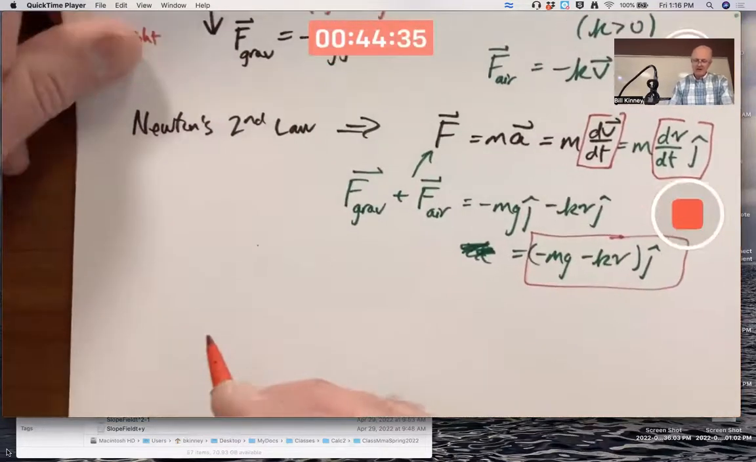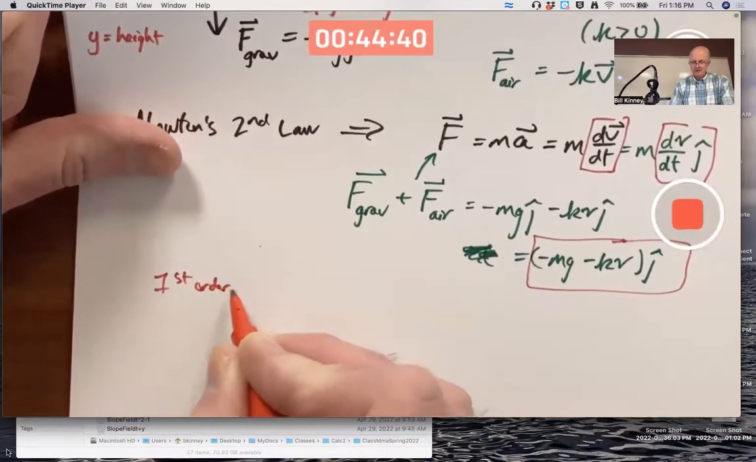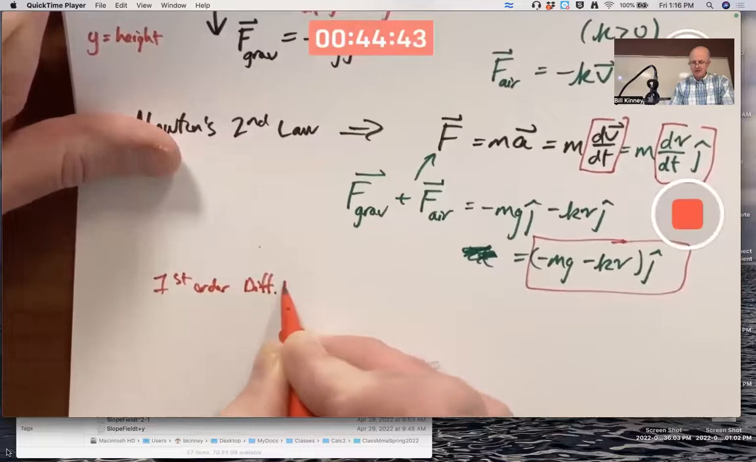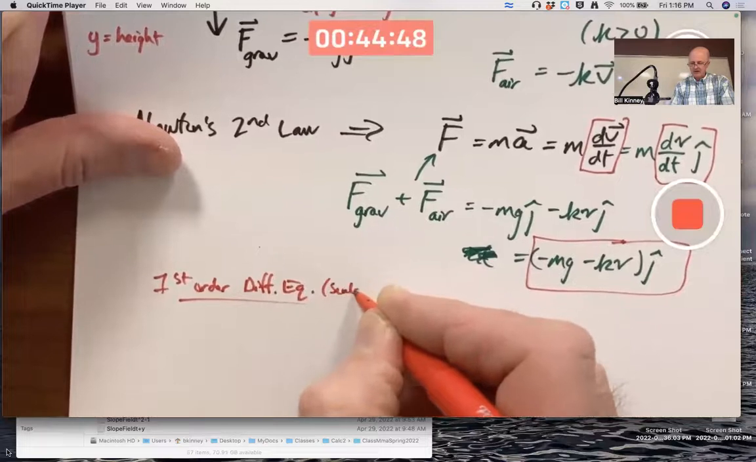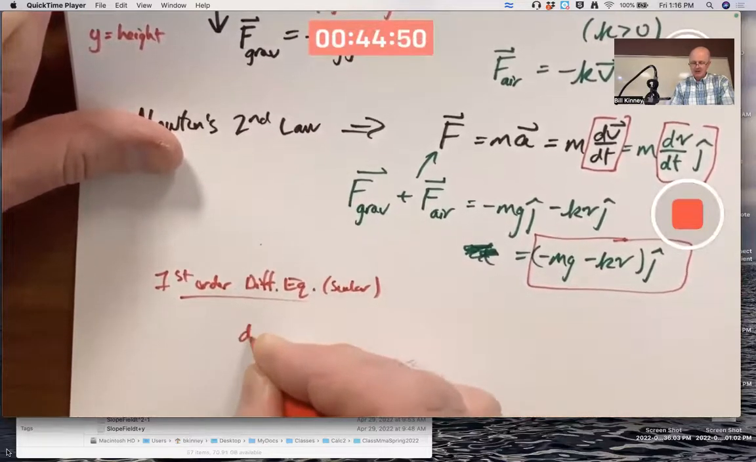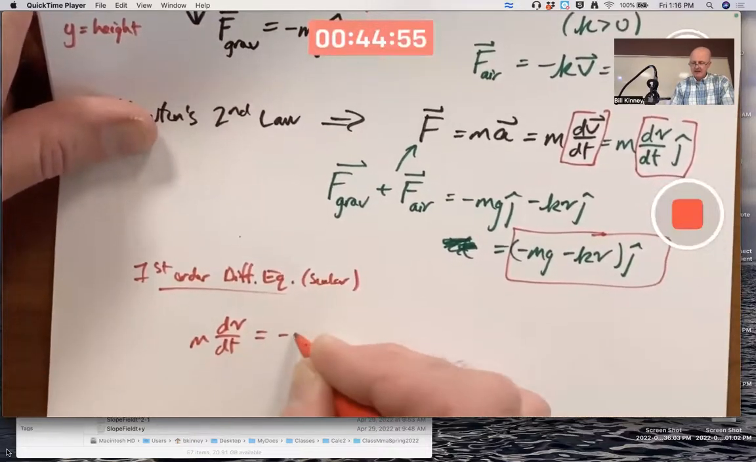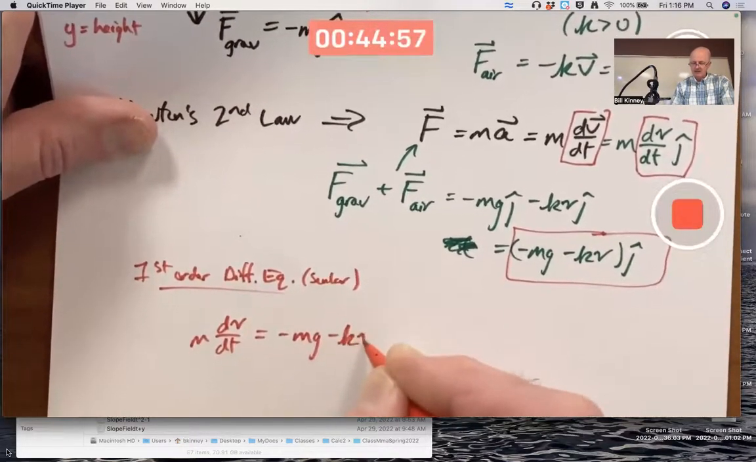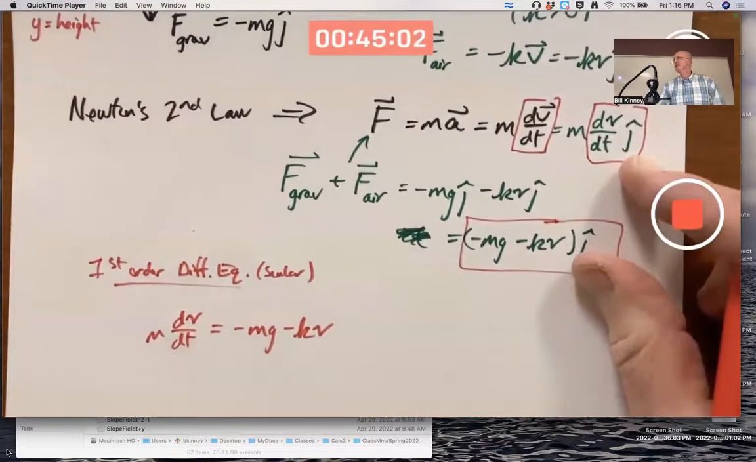So our differential equation, our first order diffeq, as a scalar quantity is m times the rate of change of cursive v with respect to t equals negative mg minus k times cursive v. Looking right there and just getting rid of the j hats. It is okay to do. I'm equating components, you might say.